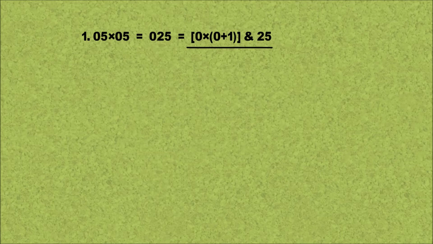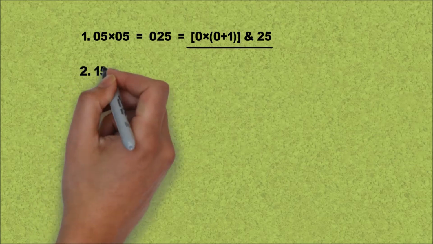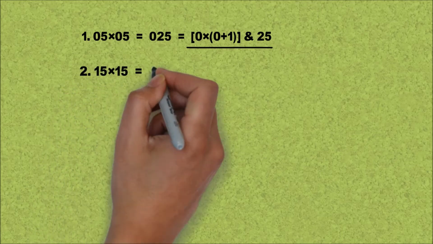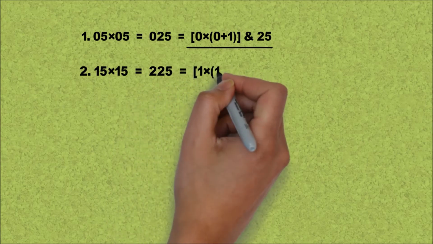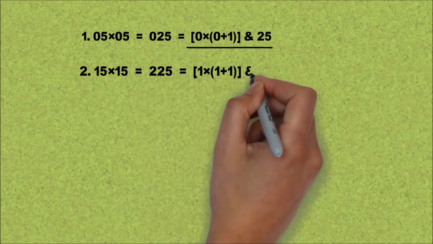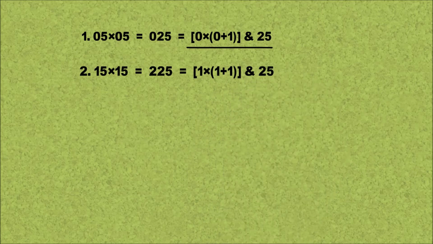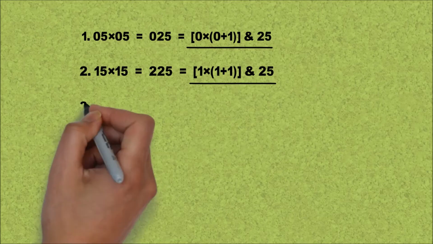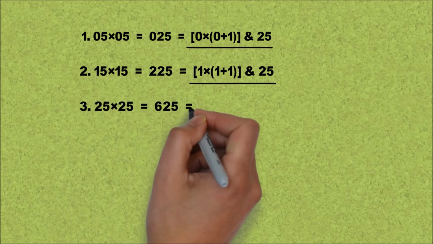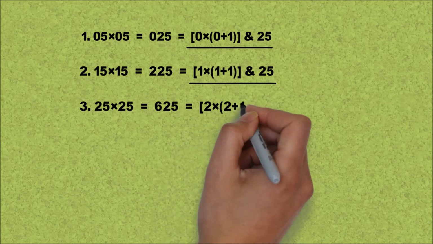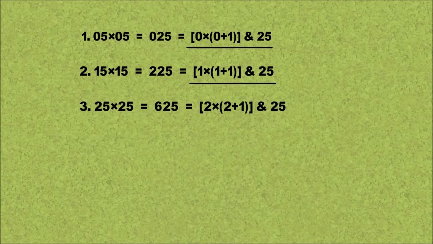Let's try and apply the same rule to 15 squared, which is 225. I'm going to separate 2 and 25 and write 2 as 1 multiplied by 1 plus 1 and 25 as 25. Let's try the same with 25 squared, which is 625. I'm going to write 6 as 2 multiplied by 2 plus 1 and 25 as 25.